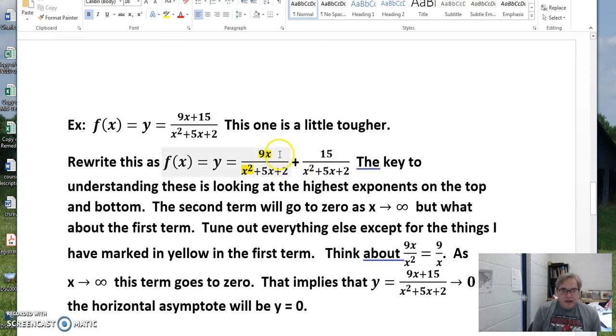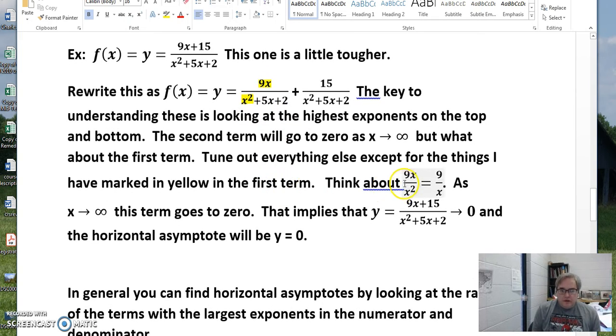This one, on the other hand, I have this x on top too. So both of these x's are going to infinity, but this one's squared. When that's squared, it's going to overpower everything else down here because it's the biggest one. So I have to look at the ratio of these 2 terms in yellow. When I look at that ratio and simplify it, I get 9 over x. As x goes to infinity, 9 over x is going to go to 0. So if that's going to 0, then this whole entire function is going to approach 0 for large x. I'm going to have a horizontal asymptote at y equals 0.